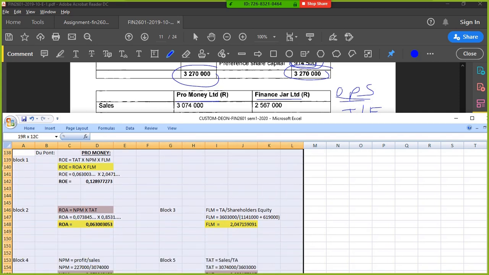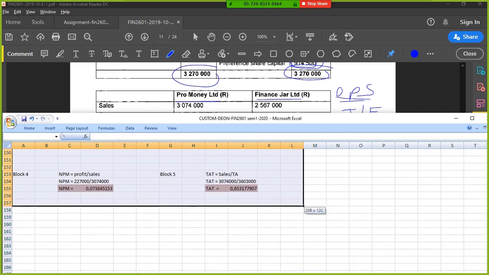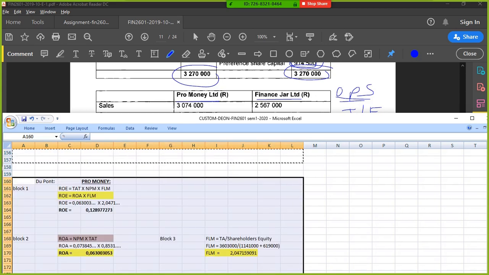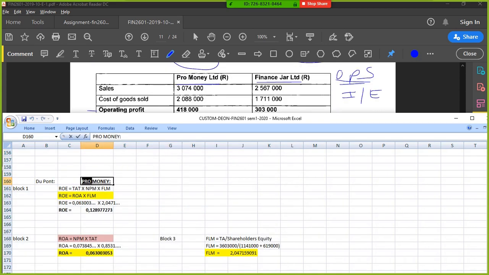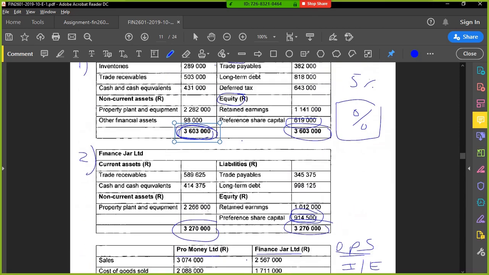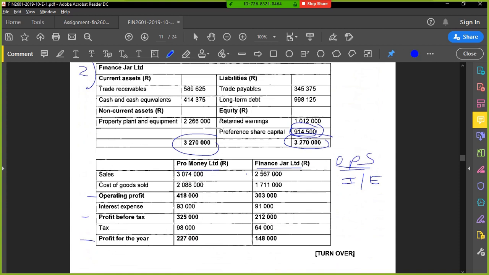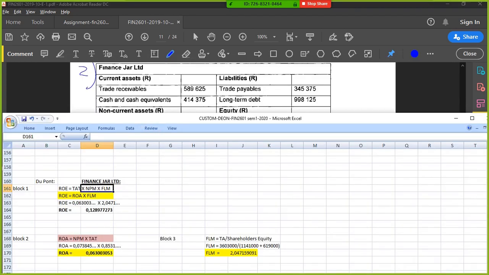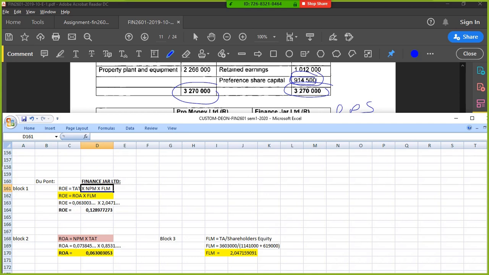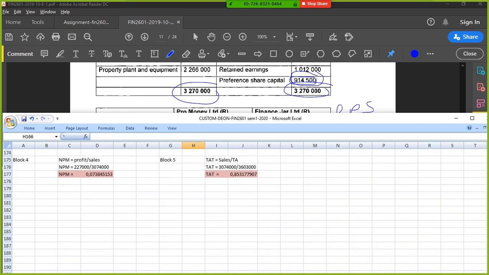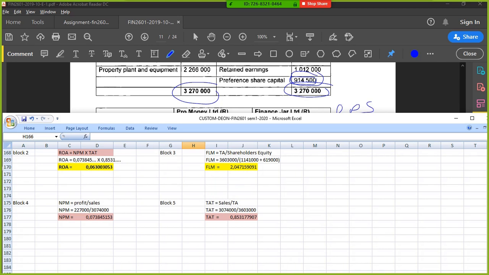Then all I'm going to do is literally take this whole diagram, copy it, paste it. I'm going to replace this with the other business, which was Finance Jar, and I'm going to replace the numbers. So let's go get the figures. Finance Jar starts here. I need to start at the bottom. Assets first. Let's replace the assets here.